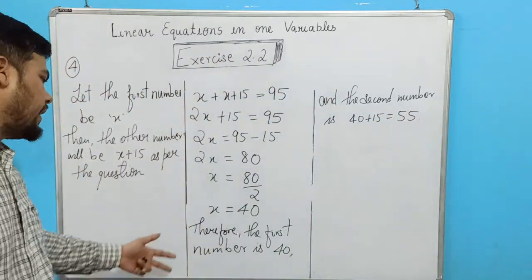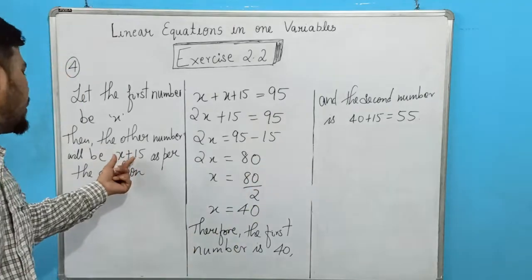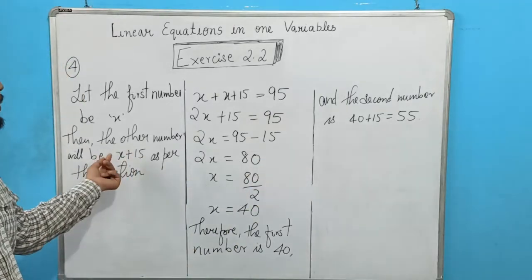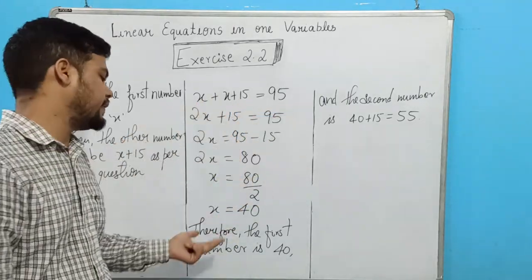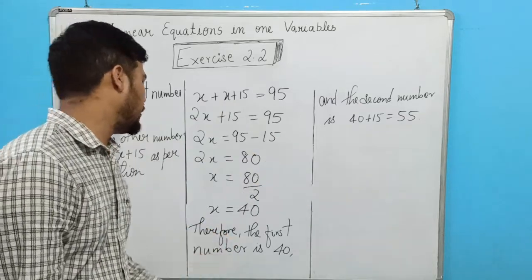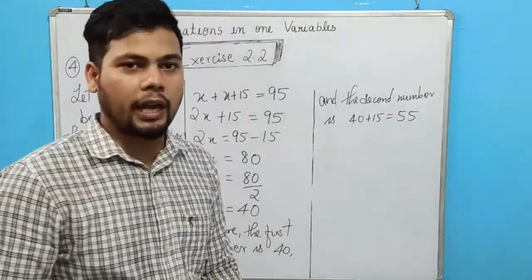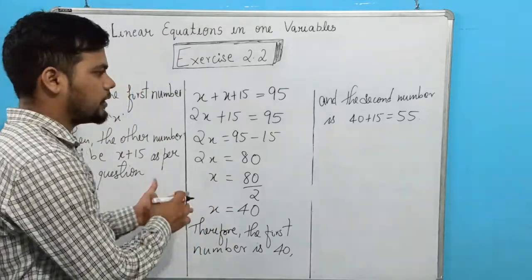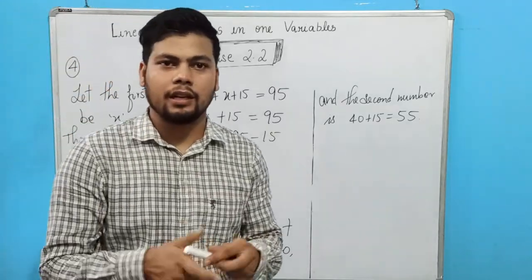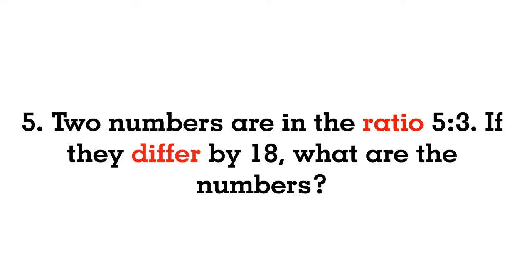You can also write the statement at the end after performing this operation before, that is 40 plus 15 is equal to 55, and at the end you can write that my numbers are 40 and 55. So this is how you solve the fourth question. Now we'll move on to the next question, that is question number 5.